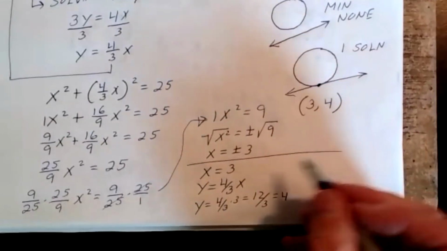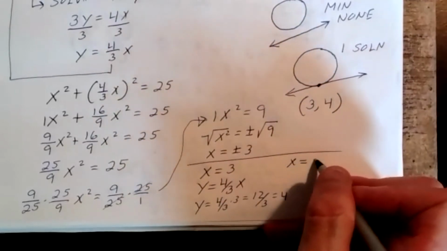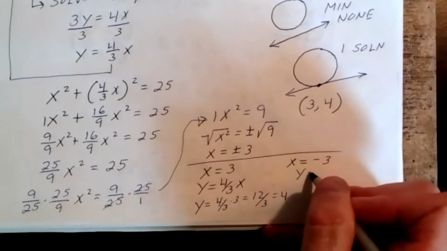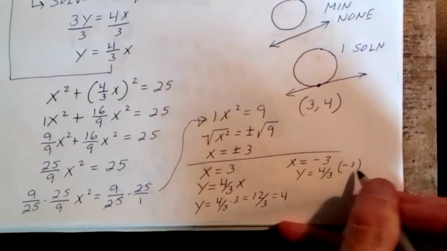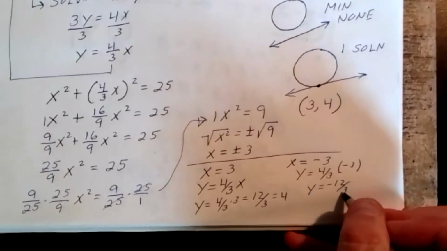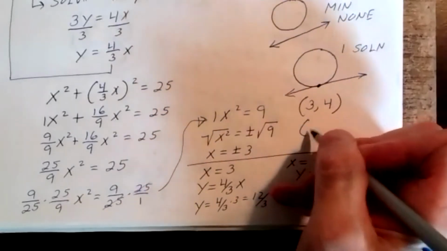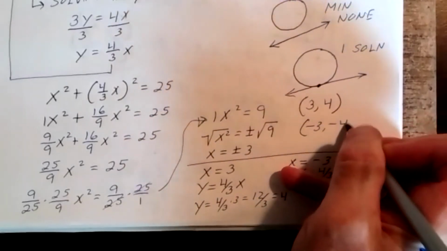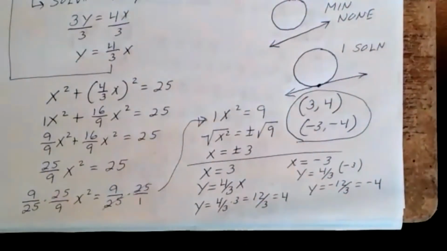To find the other ordered pair solution, x has to be set equal to -3, in which case y is going to be equal to 4/3 times -3, which means y is going to be equal to -12/3, which reduces down to -4. So another ordered pair solution would be (-3, -4). And you got your solutions to that nonlinear system of 2 equations and 2 unknowns.